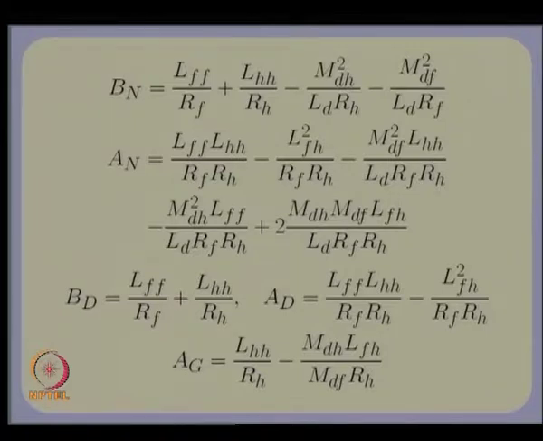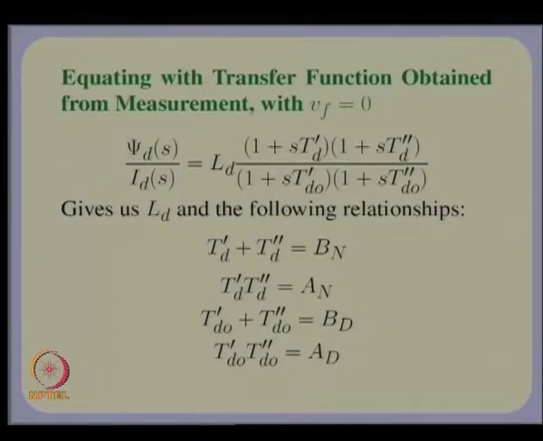So, from the original model we can get a transfer function in terms of basic parameters. Now, if you carry out a measurement with V f equal to 0, which we discussed in the previous lecture, what we will effectively get are again the coefficients of the transfer function, or equivalently these time constants: T d dash, T d double dash, T d 0 dash, T d 0 double dash and L d.